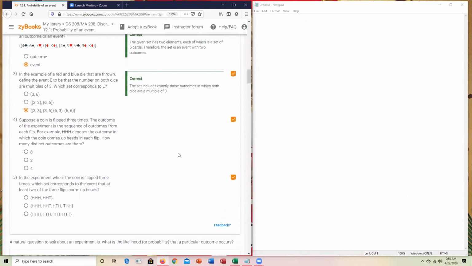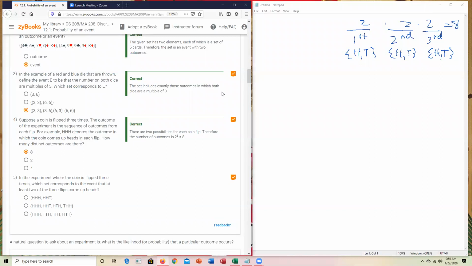Number four, we're flipping a fair coin a total of three times. So if I have three flips, this is the first flip, the second flip, and the third flip. The possible outcomes are head and tail, head and tail, head and tail. So two there, two there, two there, by the multiplication principle, two times two is four times two. There are eight possible outcomes listed there. So we have eight selected as the correct answer.